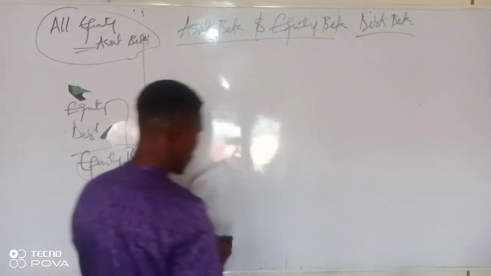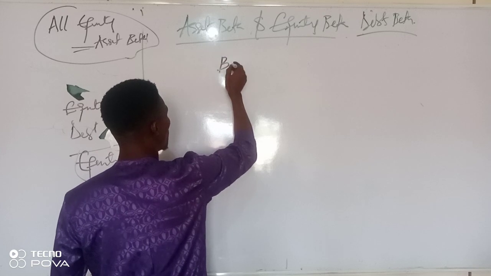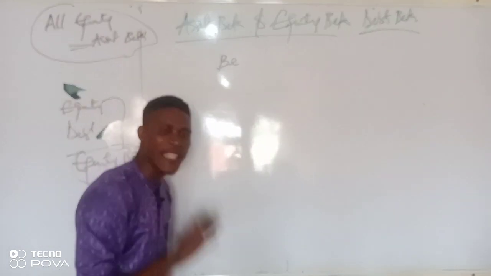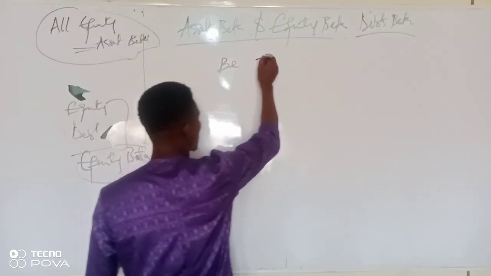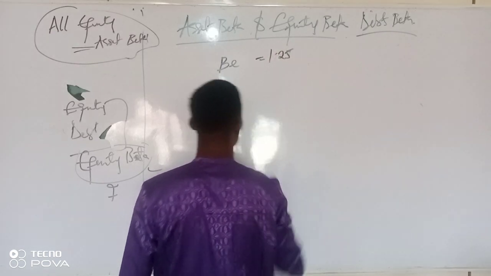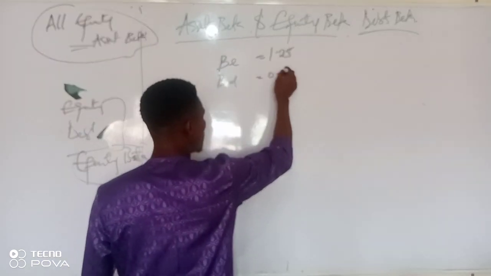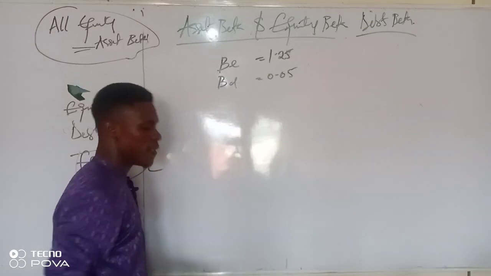So if we have better equity, I cannot confirm now. Maybe it's a better equity of a geared company or an ungeared company, but the beta is how much? 1.2. And you also have a beta of debt of how much? 0.05. So let's now try to confirm the structure of this company.